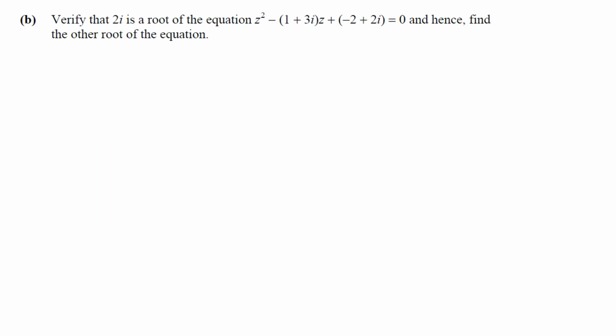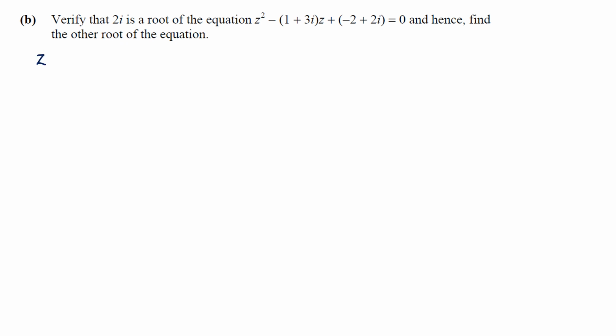So part B: verify that 2i is the root of this equation and hence find the other root of the equation. We've done a little bit on roots already, so it's important to note that because the numbers in front of z and the constant at the end are not real, we're not going to have the conjugate root theorem. That's not going to click in here. The verifying isn't going to change. It's going to be pretty much the same as what we always see. So let's power ahead with that, and then we'll take a look at how we'll find the other root.